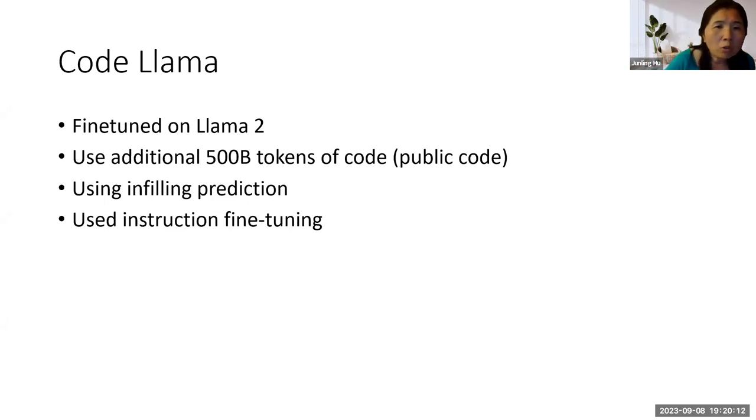So Code Llama takes the pre-trained Llama 2 and adds on top of that 500 billion tokens, all publicly available on the internet. Then they use so-called infilling prediction to fill in the code. I will explain that. They also used instruction fine-tuning to do further instruction tuning.